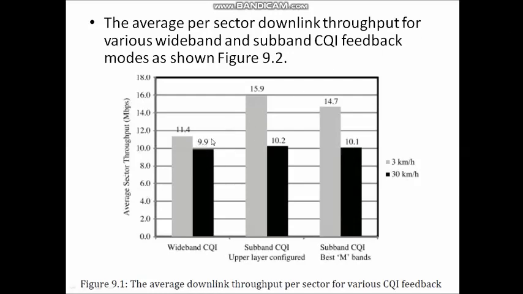In subband CQI higher layer configured, for 3 km per hour mobility, throughput is 15.9. But when mobility is increased to 30 km per hour, then there is a large difference in throughput. It is reduced to 10.2. So, approximately 1/3 of the throughput is reduced. So, in subband CQI format, when mobility is increased, then there is a large variation in the throughput, whereas in wideband CQI, this variation is small.